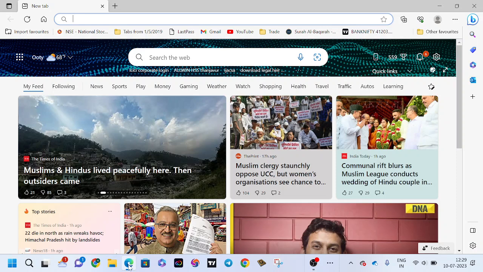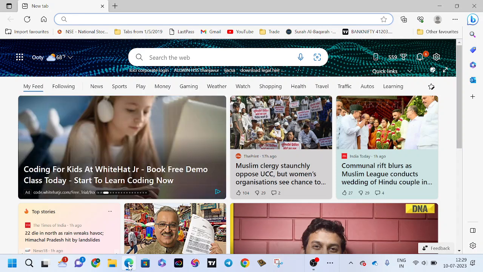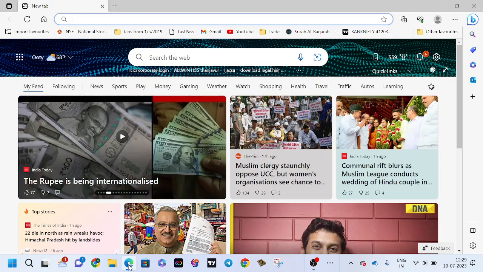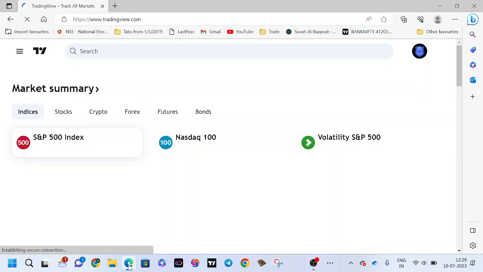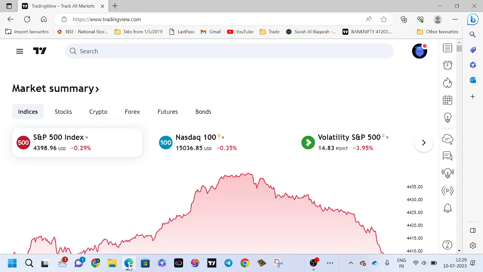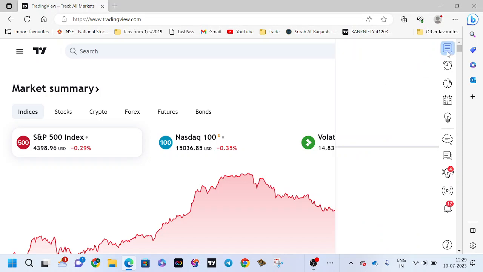Today, 10th July 2023, let me show you the performance of our MST iCore 2.0 indicator. Now, how to start? Choose any browser of your choice, either Chrome, Microsoft browser, Firefox, or any other. After choosing, type www.tradingview.com. Then select the script whichever you want to trade.